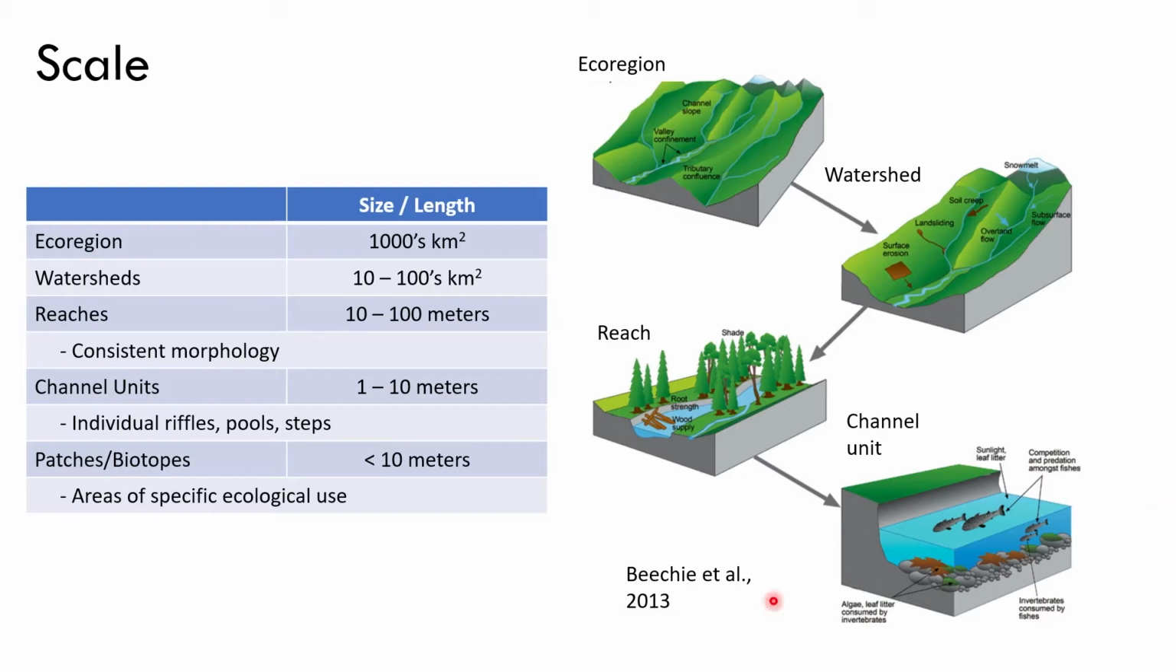There we go. Okay. And so these patches are within channel units. And so within a channel unit, you can have several different patches or biotopes. Or even within a riffle, you can have a faster section and a slower section. So those are what we call patches or flow biotopes inside of different channel units.